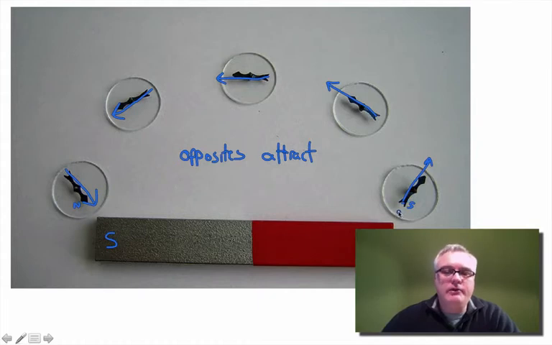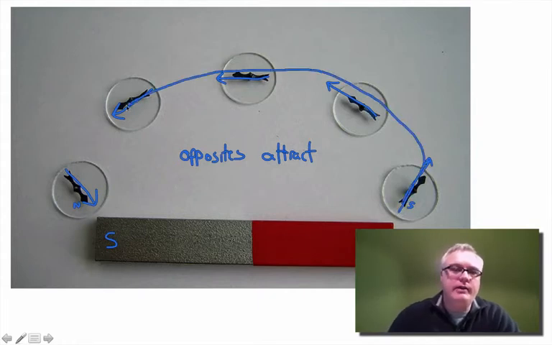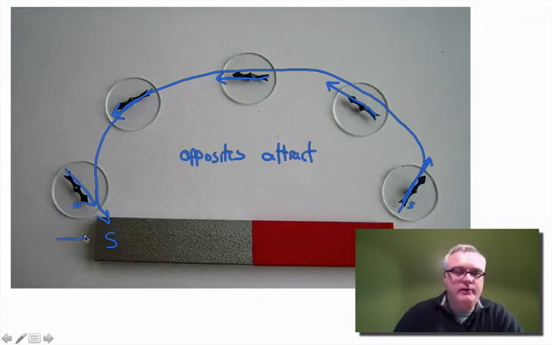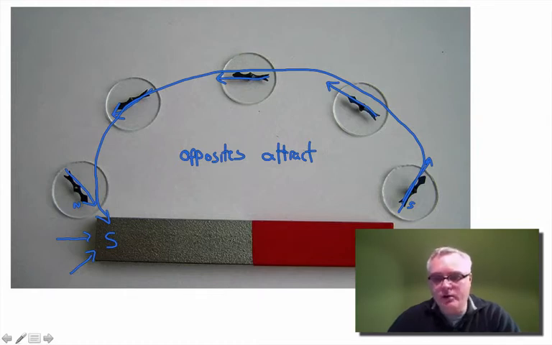And we can use the compass to trace out the lines of the magnetic field. So what we see is that on a north pole, the magnetic field always points away, and at a south pole, it always points towards the magnet.